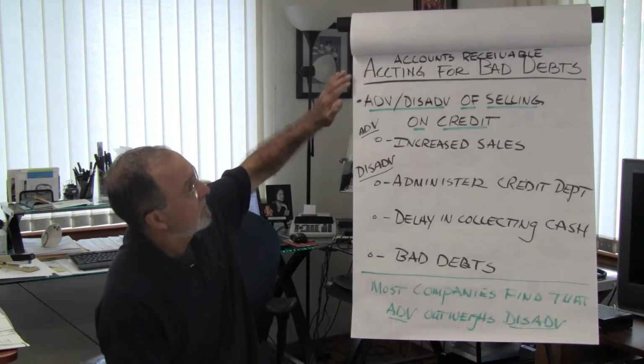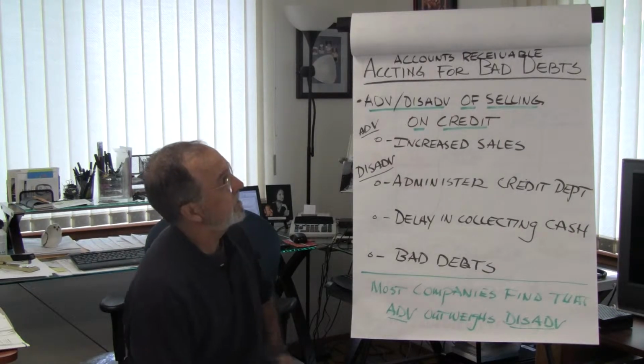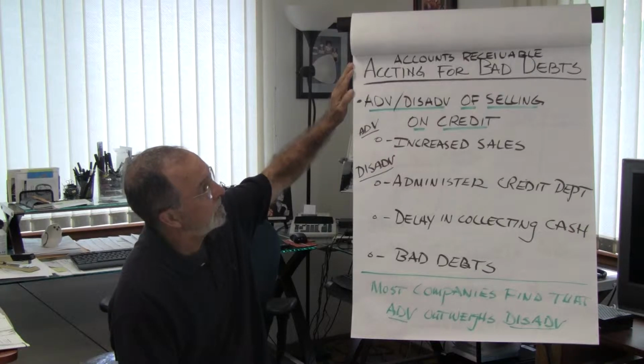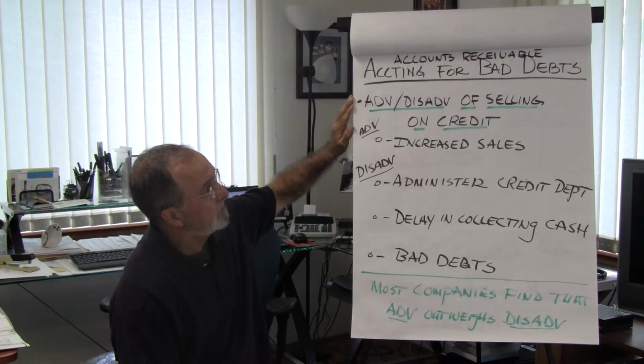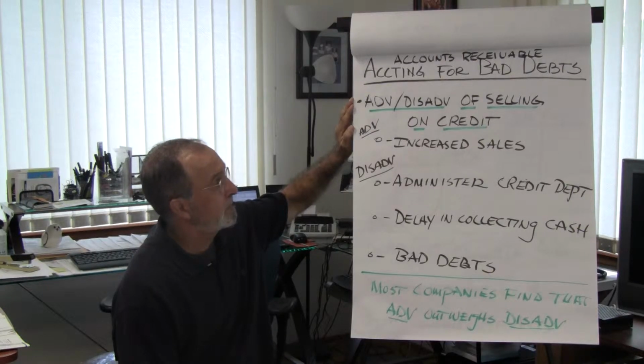Our first lesson today is on Chapter 8, which is talking about receivables and bad debt expense. So the lesson is going to focus mostly on bad debt expense. First, we're going to talk about some of the advantages and disadvantages of selling on credit.